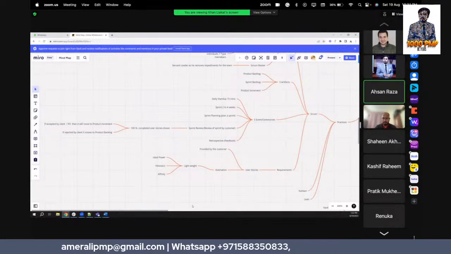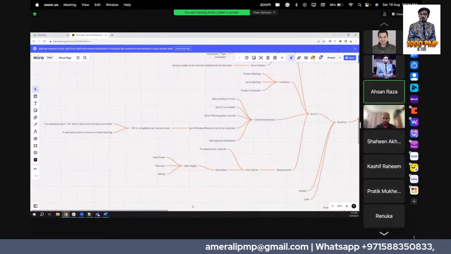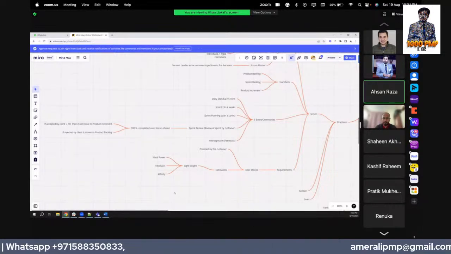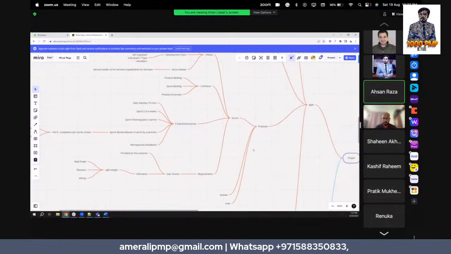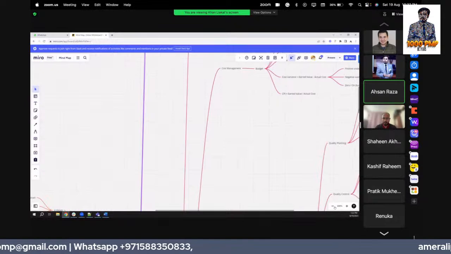And in Scrum, usually the user requirement is referred to as user stories. And from user stories, we normally use estimation methods. One is ideal, other is Fibonacci, and third one is affinity. And I think that's it. Ideally, if someone would like to take over from there. Thank you.